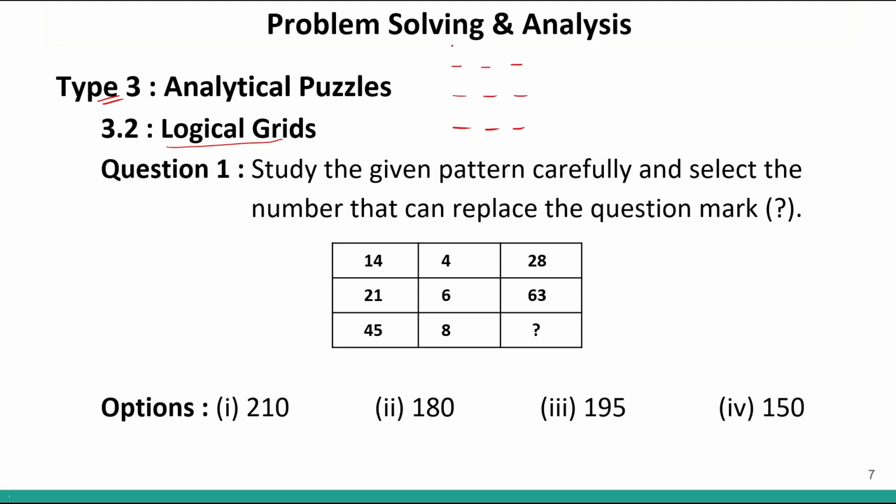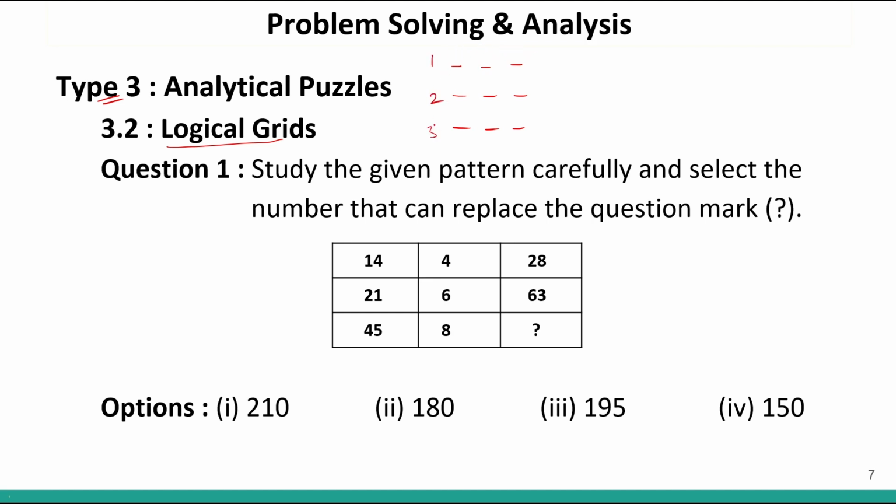The first way to solve a logical grid is that certain operations are being done on the first and second numbers. Let us say multiply and you get the third number, or addition and you get the third number, and so on. So certain mathematical operations are being done on 1 and 2 to get the third number. Then it could be like this also.